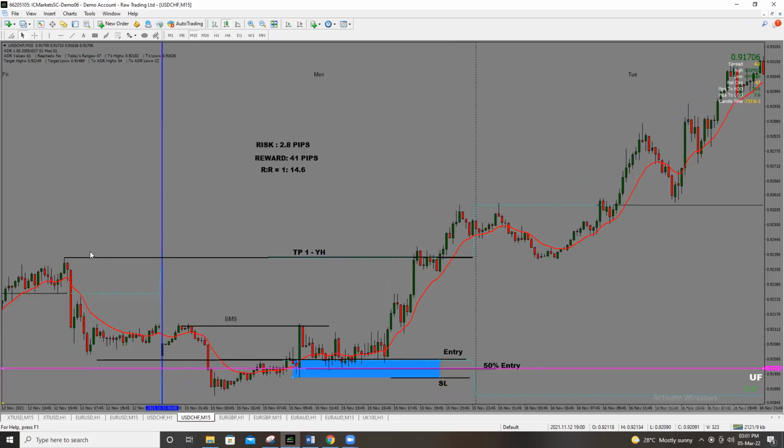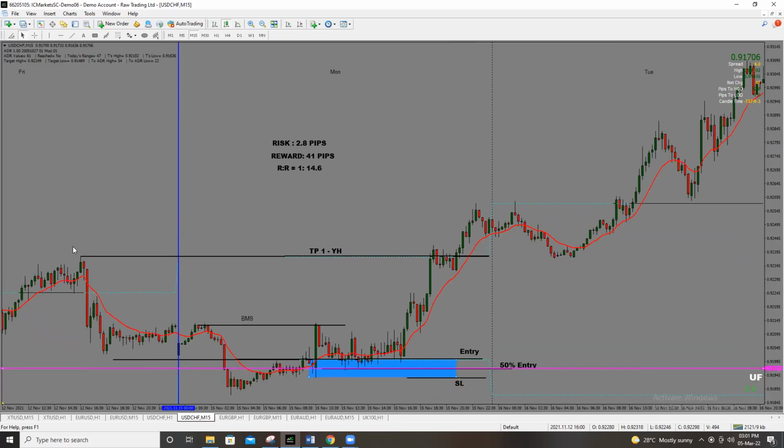It should be the previous day high. Okay, so your first take profit or your partials should at least be the previous day high. So if you risk 2.7 from the 50%, your take profit should be 41 pips. So I've already given you here. The risk, you're risking 2.8 pips. The reward, you're expecting TP1 to give you 41 pips.